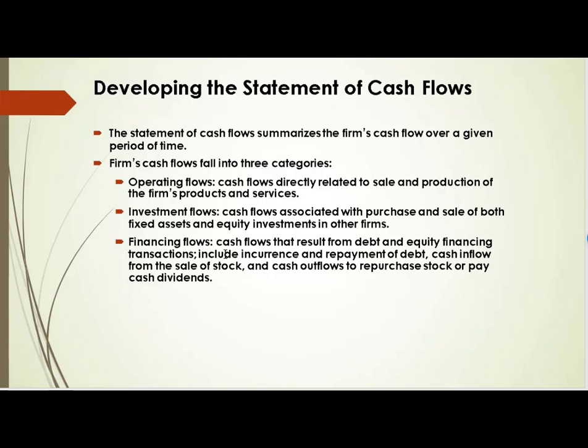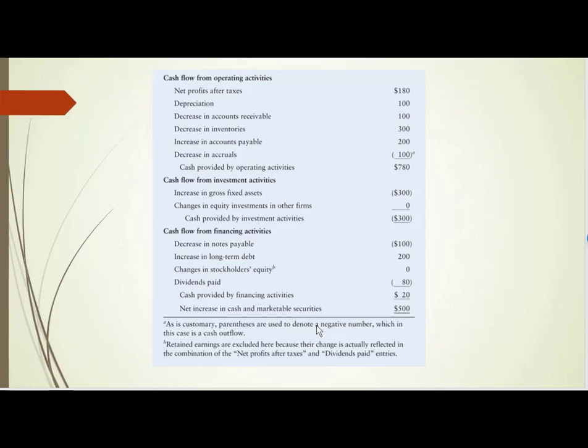Now, financing cash flows, that's what results from debt and equity financing transactions. It could be positive or negative, but obviously this is the financing question, right? How does the money ultimately go from the company to or from its investors? So our first line item, we have cash flow from operations. In this case, this company produced $780 in cash flow from its business.